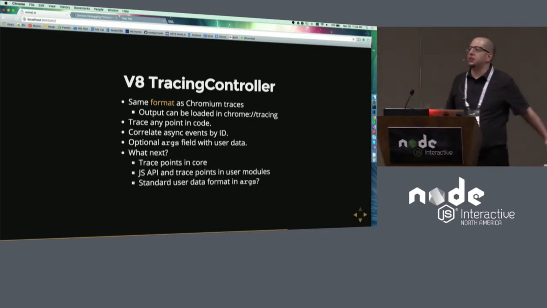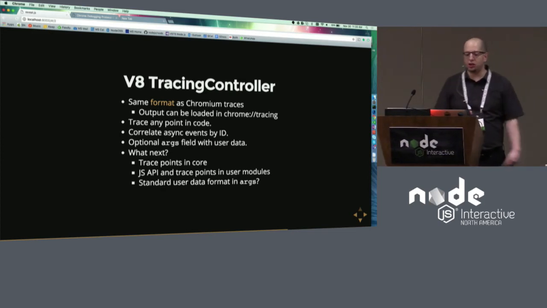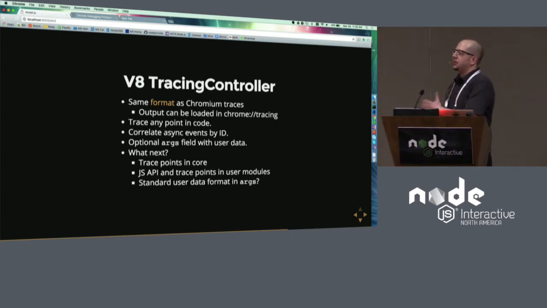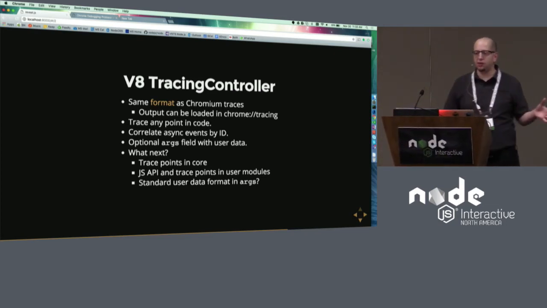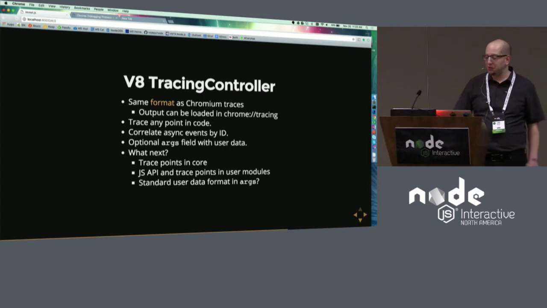Then I put here the things that might come next and things that we need to think about and that we need feedback from the community on. What kinds of things do you want us to trace? Is a JS API, a JavaScript API, because right now it's all in native code. Do we need something like that? So please give us feedback on that.